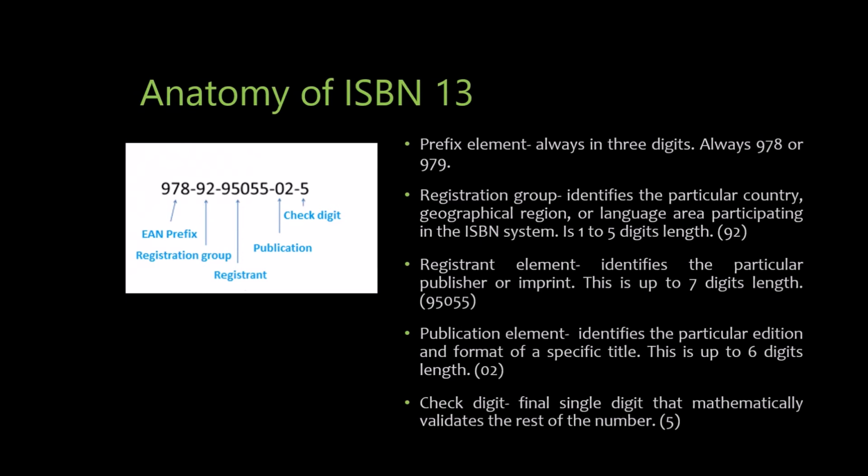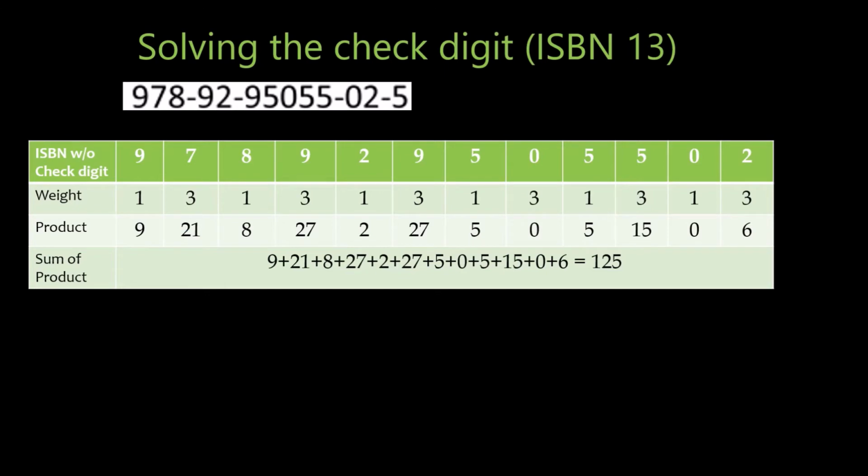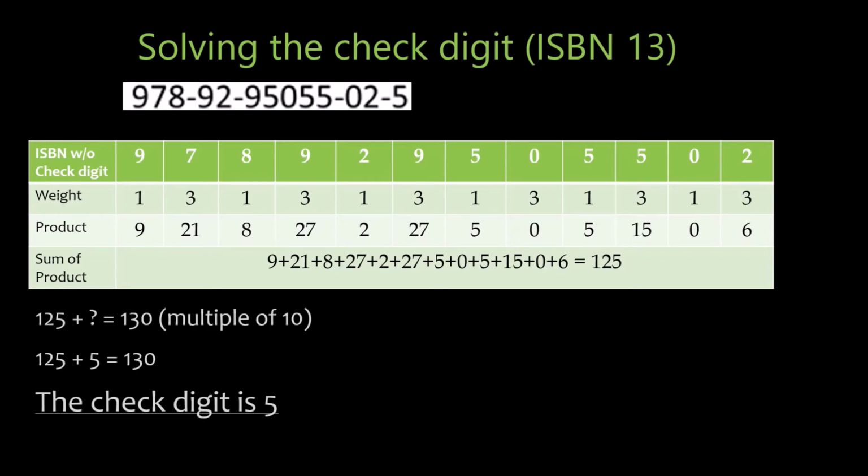Now, solving the check digit using the ISBN 13 format. Here we have our example, and as you notice, the weight for each code is 1s and 3s repeatingly. Now, as we multiply it and we find our products, we will now add these products in which sum of product is 125. Now, we must think of a number for 125 that is closest to be a multiple of 10. Here in this example, we can think of 5. For 125 plus 5 is equal to 130, and 130 is a multiple of 10. Hence, the check digit is 5.